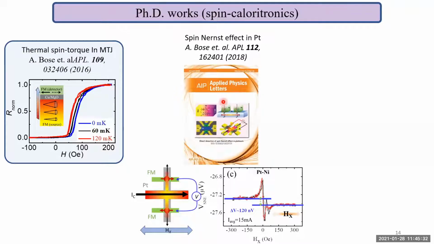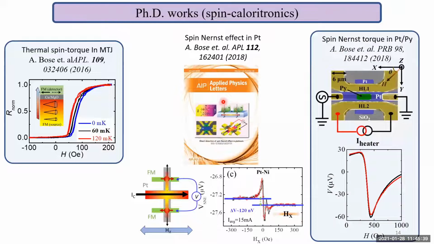This work was highlighted on the cover page of APL at that time. We also observed the evidence of spin Nernst torque. This was the first experimental evidence of spin Nernst torque, reported in 2018. I'd like to encourage you to go through this recent report published from Korea. They have also reported spin Nernst torque in tungsten perpendicular coffee bean systems.